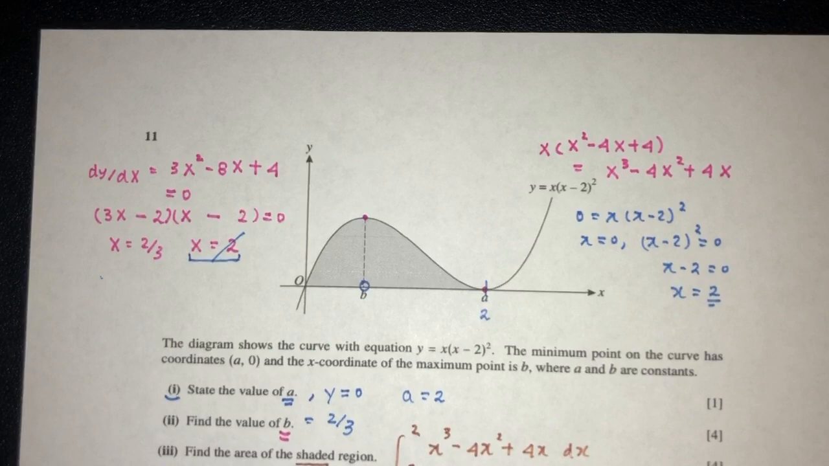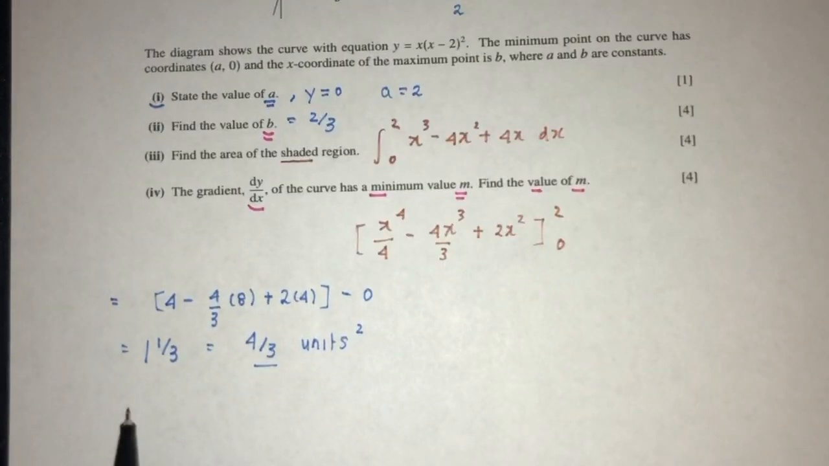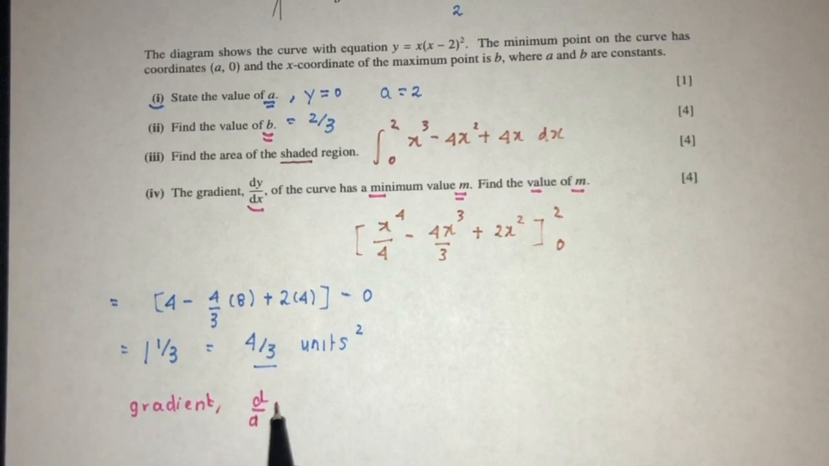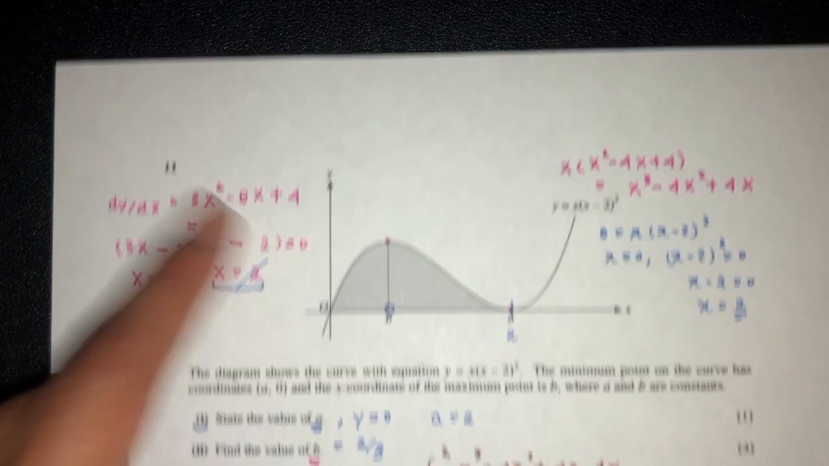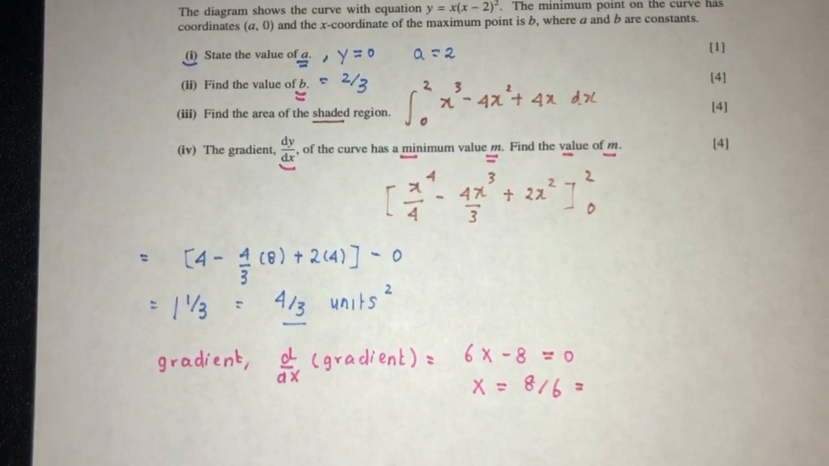Now for part 4 of the question, the gradient dy by dx of the curve has a minimum at the value of m. So find the value of m. So pretty easy. When the gradient has a minimum, we have to differentiate the gradient. d by dx of gradient is what? We know the gradient is given by this, so we differentiate this. What happens? It will become 6x minus 8. Then we have to equate that to 0. That should be x is 8 over 6, which is the value of 4 over 3. So the gradient has a minimum value when x is equal to this.